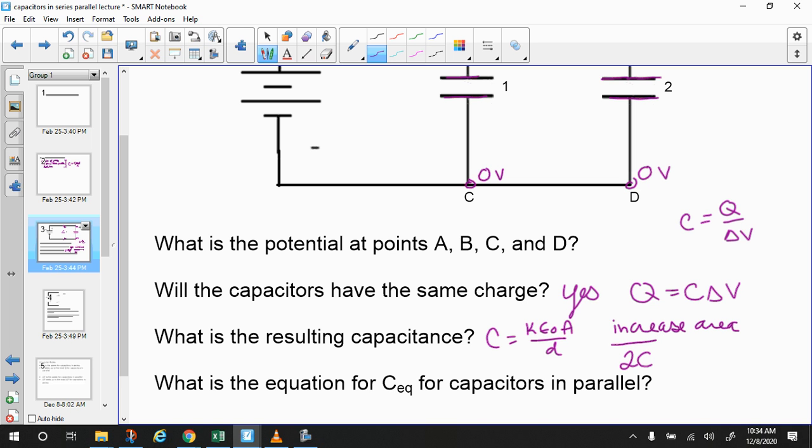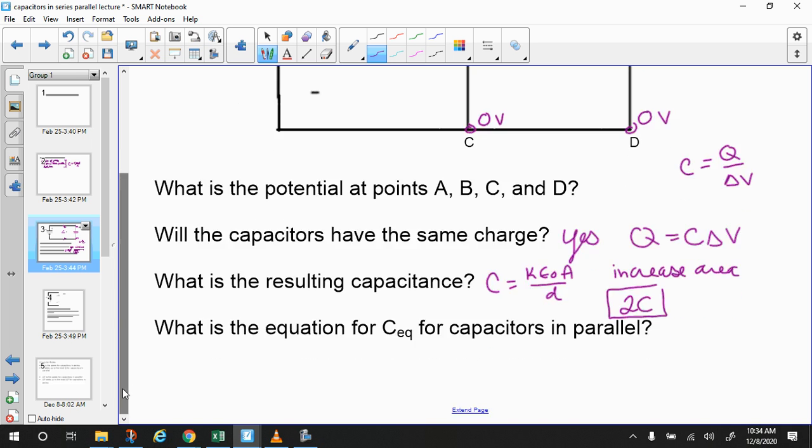It's going to double our capacitance because the capacitors are the same. So if we were to write an equation for the equivalent capacitance for capacitors in parallel, we would just have C1 plus C2 plus C3, and then however many capacitors you have in parallel.